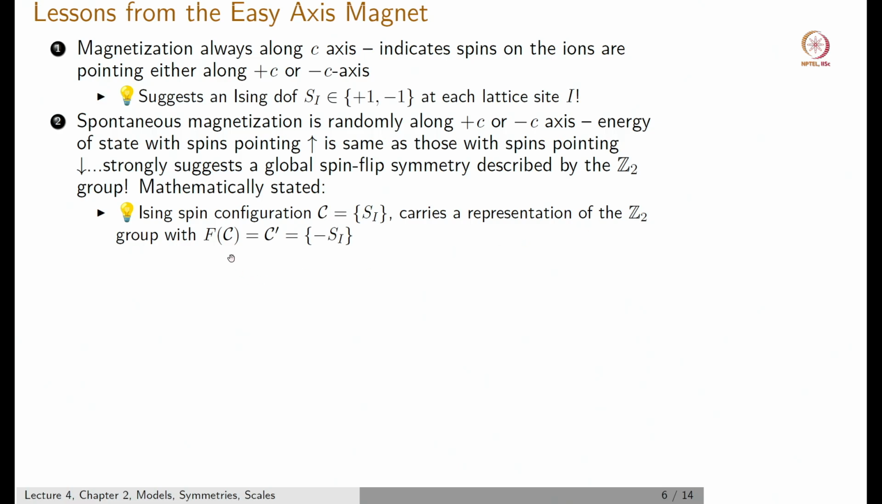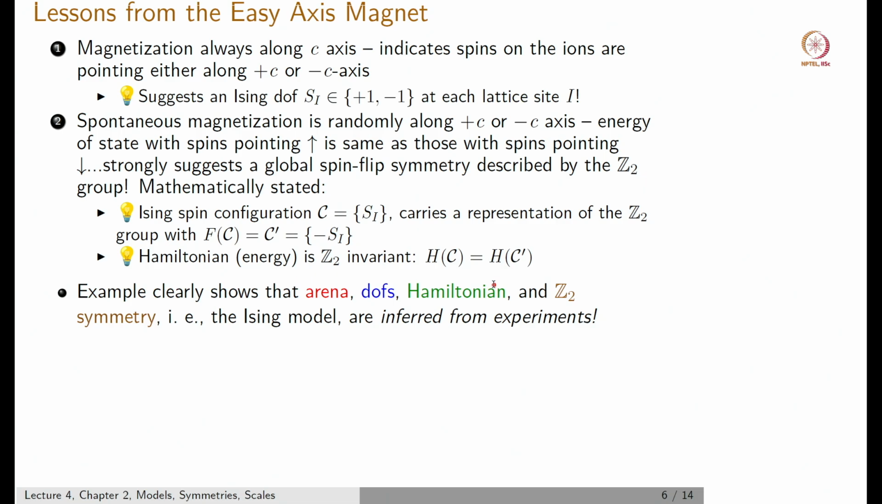I can mathematically perform a spin flip transformation, which is indicated by this F, and the flipped configuration is a configuration C prime, which will flip the spins at each individual lattice site, meaning Si goes to minus Si. And what the experiments also suggest is that the energy of these two configurations are equal, because they are showing up 50% of times they are up and 50% of times they are showing up with the negative value. And this is what the experiment shows.